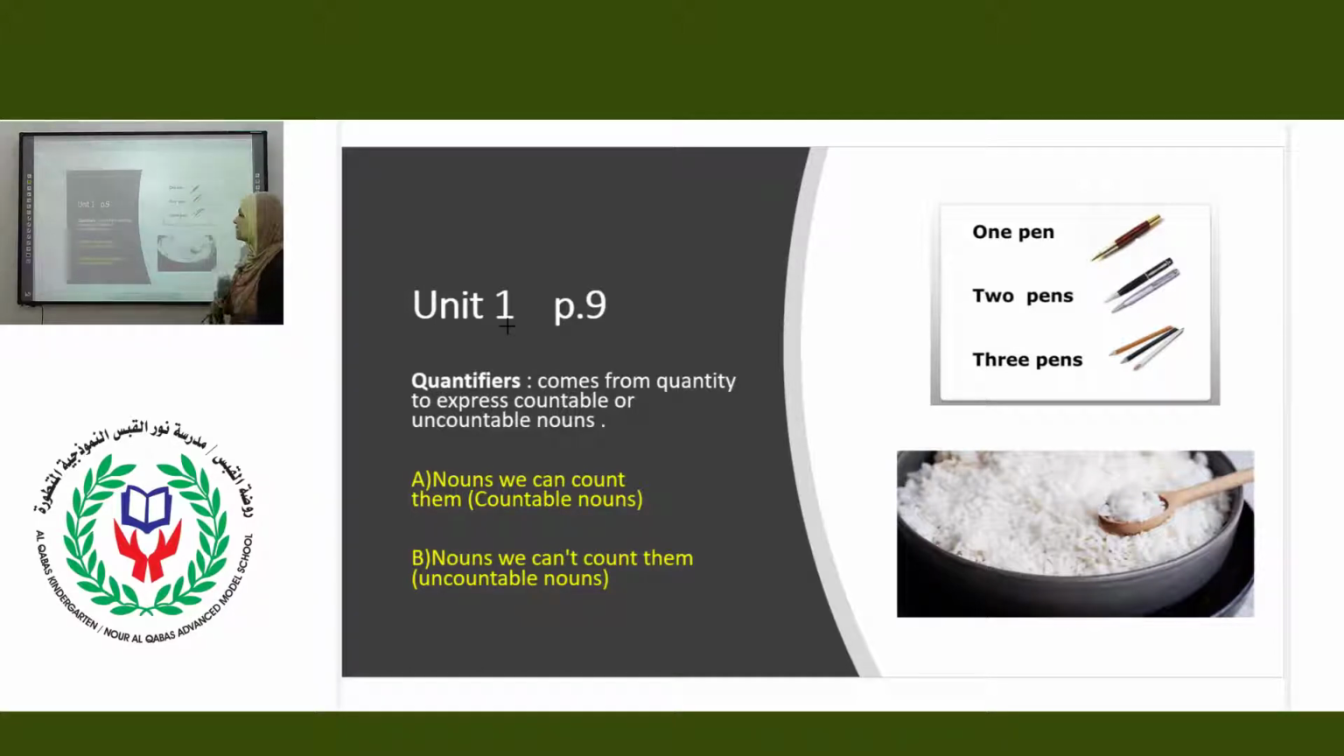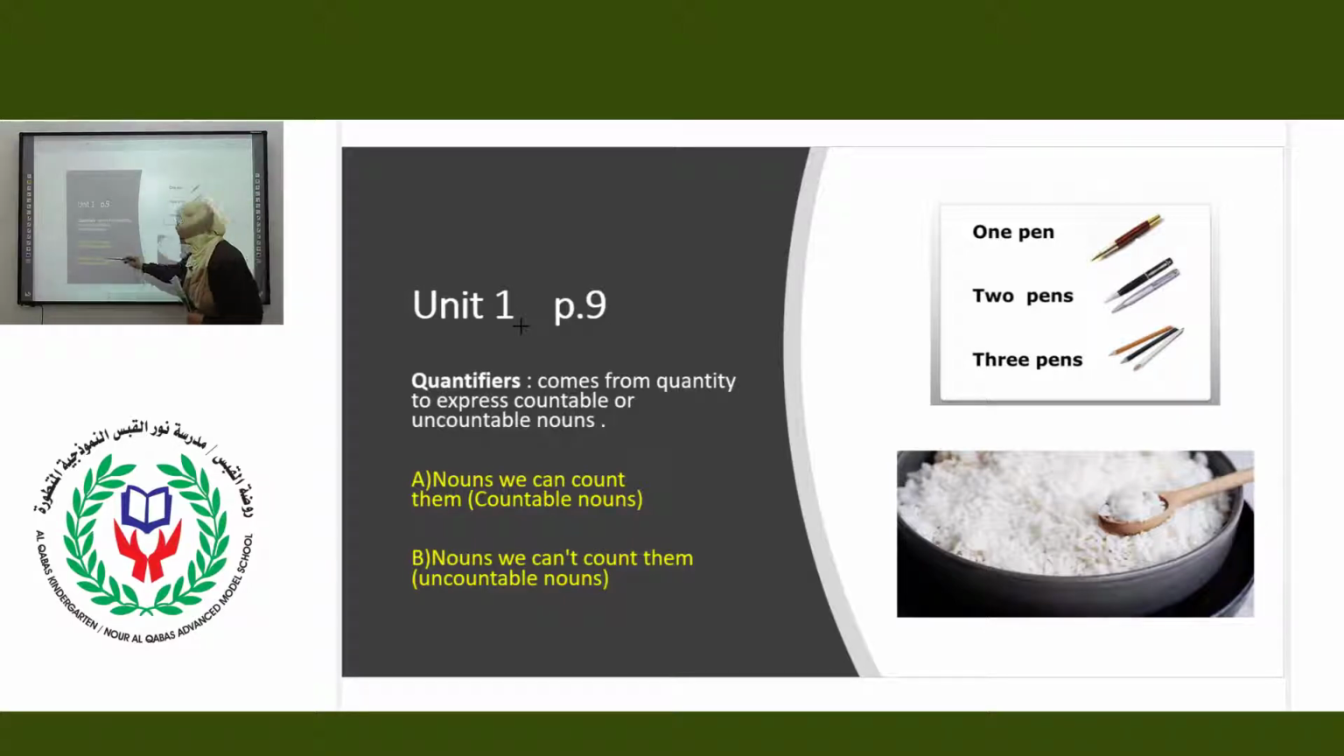That means in our life, we have some things we can count, like this. We have here 1 pen, 2 pens, 3 pens. So this is a countable noun.